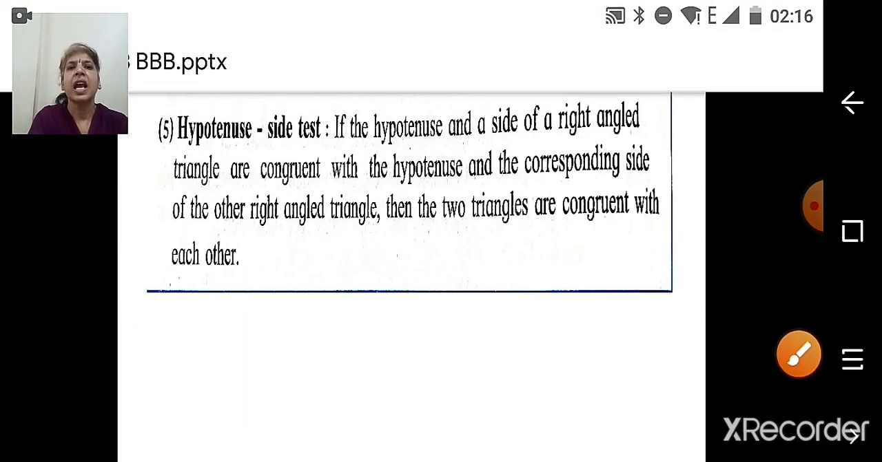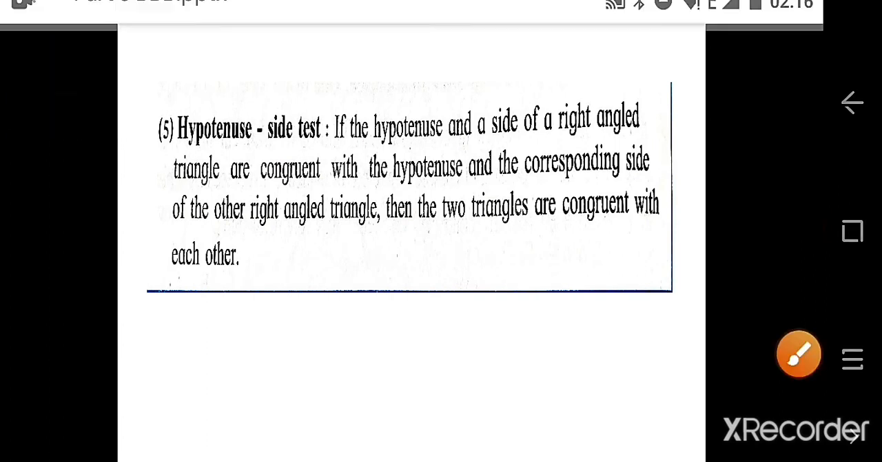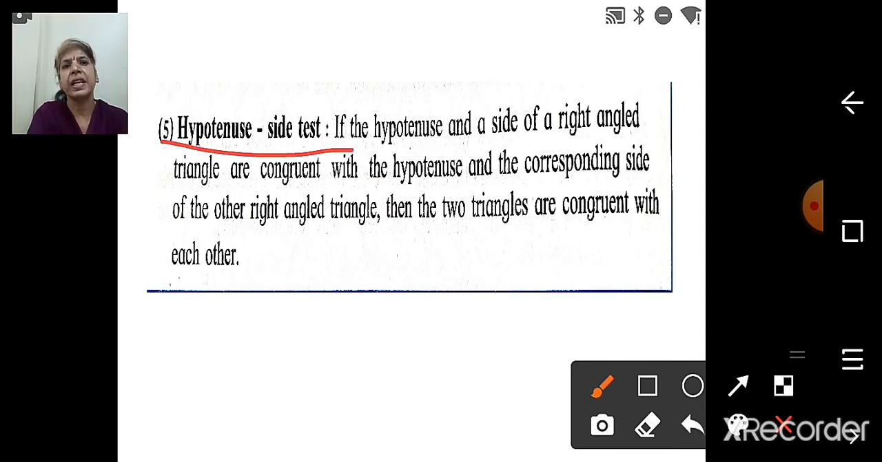Next is hypotenuse side test. Now for hypotenuse side test, there should be right angle triangles. So it is for two right angled triangles. And what is hypotenuse? Hypotenuse is the side opposite to right angle. Let's see the test. If the hypotenuse and the side of a right angle triangle are congruent with the hypotenuse and the corresponding side of the other right angle triangle, then the two triangles are congruent with each other.